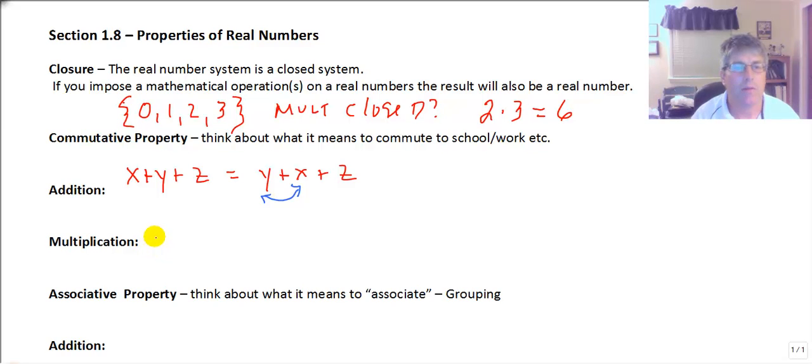And multiplication is also commutative. If we had x times y times z, that's the equivalent of y times x times z. Once again, we commuted the y and the x. Now we could have commuted the y and the z, and that would still be the same, right? This would also equal x times z times y.